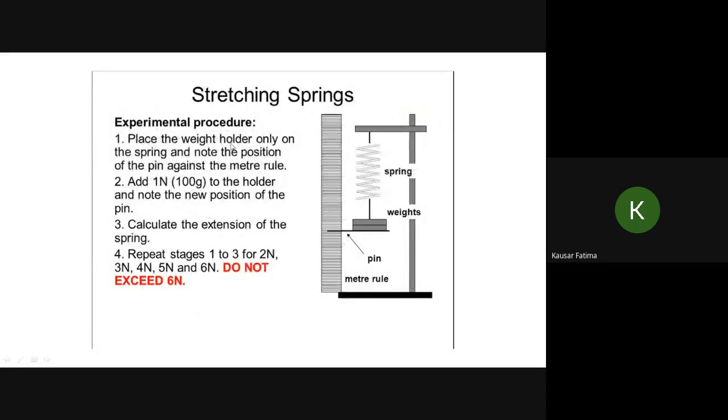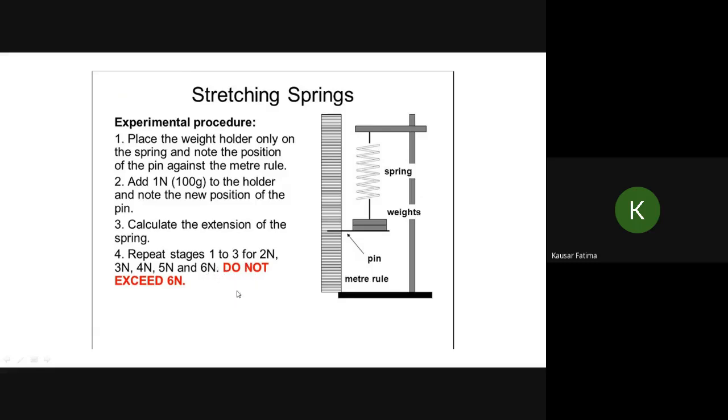Now, stretching springs. So this is an experiment. You have to suspend the spring by means of a stand and clamp, and you have to note down the initial position without suspending any weight. Note down the initial position, and you can change the weight one by one. 1 Newton force means 100 gram mass is suspended. And you note down the extension. You may take the force up to 6 Newton.